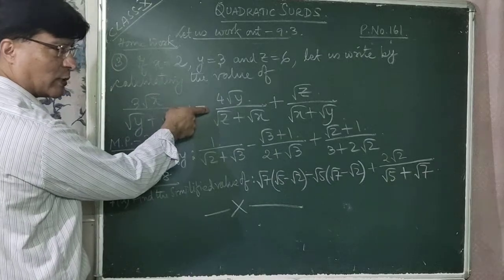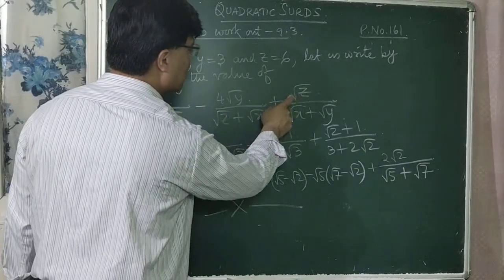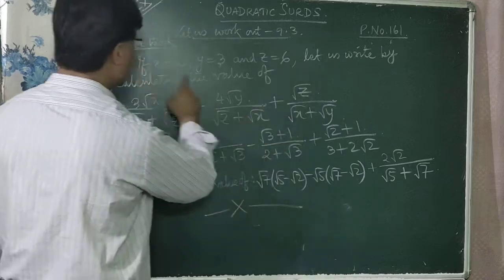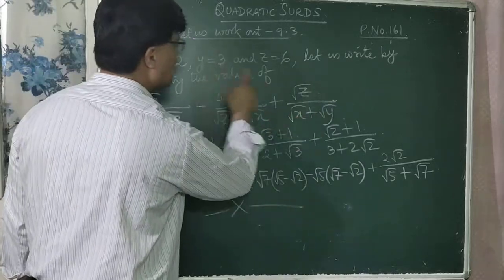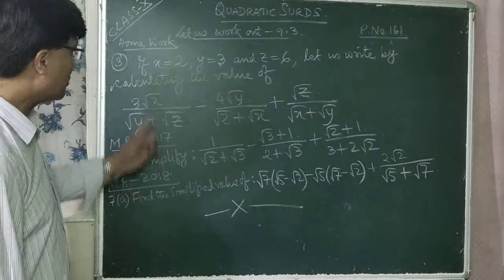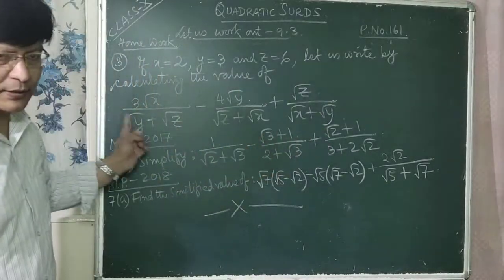We are putting the values of x, y, z in this case. Plus what is root over z? Root 6 divided by root over x means root over 2 plus root over y means root over 3. So that you can simplify it further, isn't it?